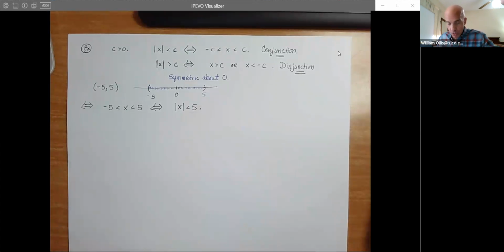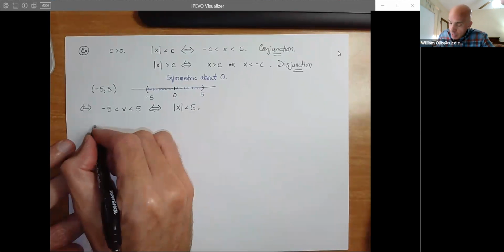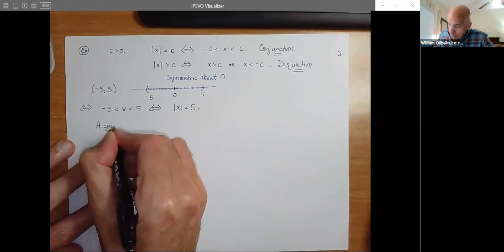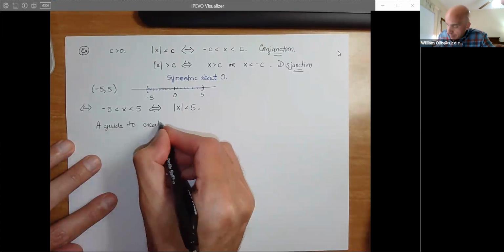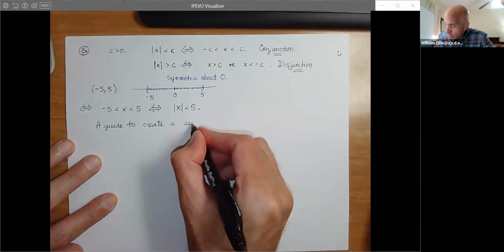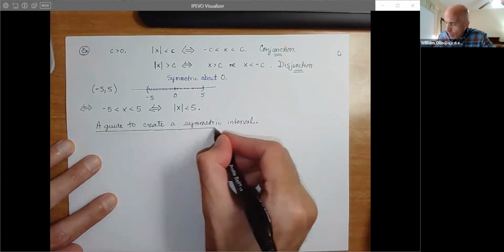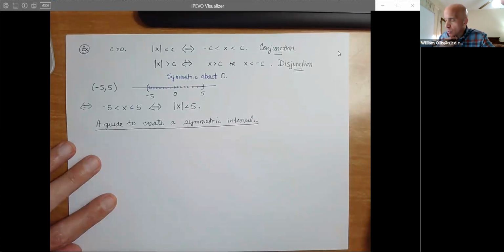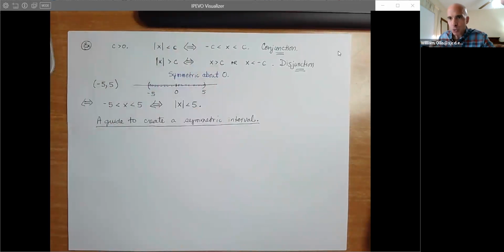So here's what I want to do. I want to give you a little recipe here. Here's a guide to create a symmetric interval. And I don't know that I've ever done this before. I've done things around it, but since the question arose, I thought, why not say more about it and not have to beat you up with so many new things in calculus.